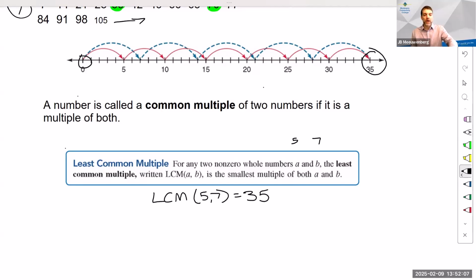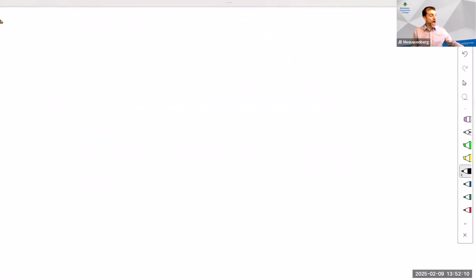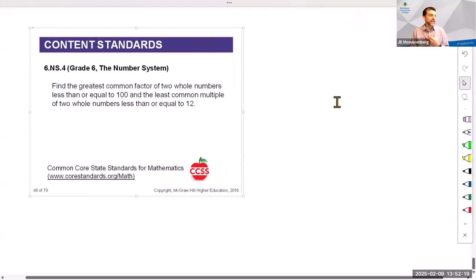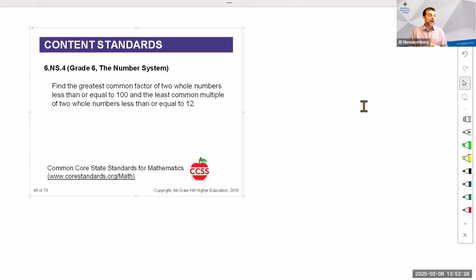So let's take a quick look at some Common Core content standards related to the things that we are learning. And so what are students actually needing to know? So this is grade 6. Students need to find the greatest common factor of two whole numbers less than or equal to 100 and the least common multiple of two whole numbers less than or equal to 12. So they need to be able to do what we just did with 5 and 7 for all numbers up to 12. And then also greatest common factors, like we talked about in the previous video, they need to be able to do those with all numbers less than 100.